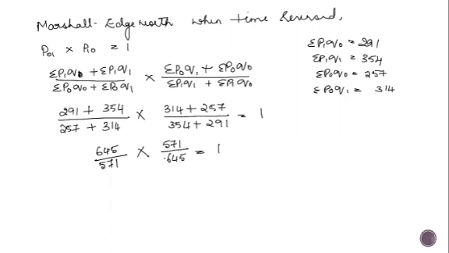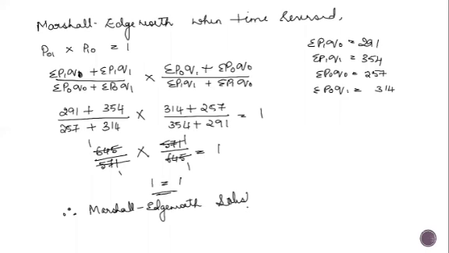So the product formally is there, so you can easily cancel it. 571 ones are 571, 645 ones are 645. That means 1 is equal to 1. So therefore the Marshall and Edgeworth method also satisfies TRT.